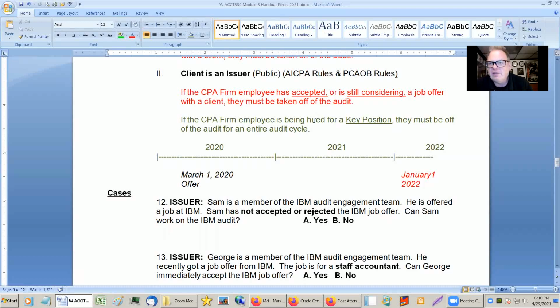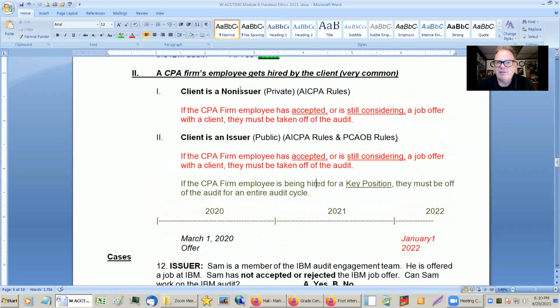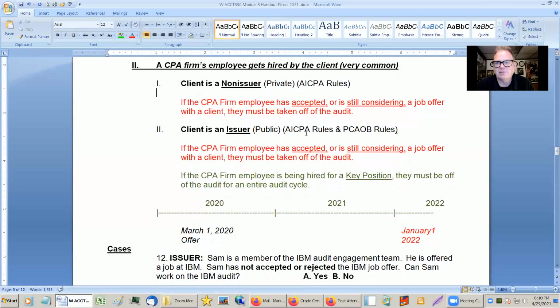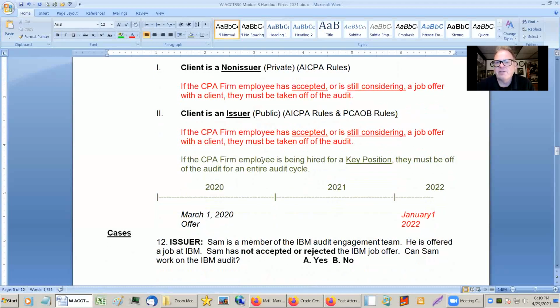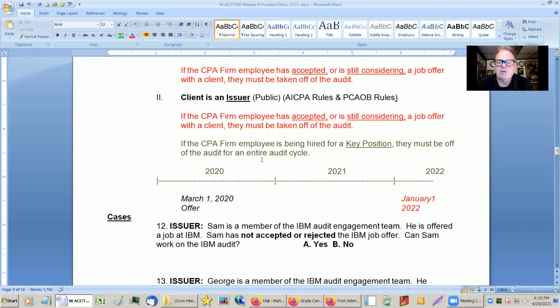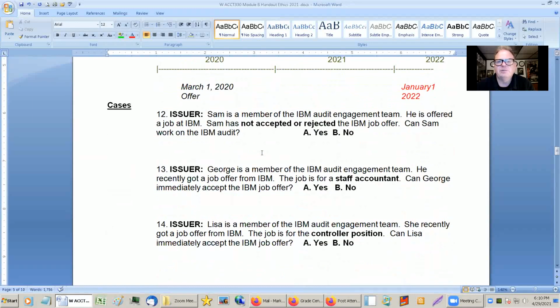So these are the rules. Now, again, if it's not a key position, then it's fine. But if it's a key position, yeah. Now, this does not apply for non-issuers. This is only for publicly traded companies. This is only for issuers. So non-issuers, that rule doesn't apply. They still have to be taken off the audit for both of them, if they're considering it or have accepted. But if it's a key position, they must be off the entire audit. Okay.